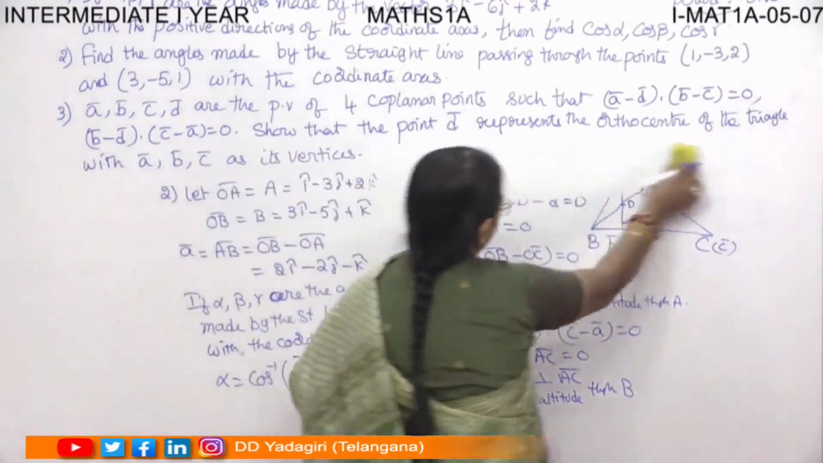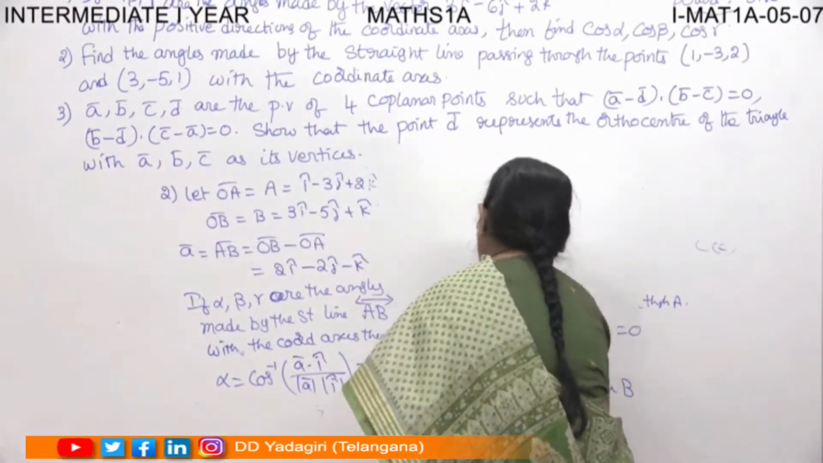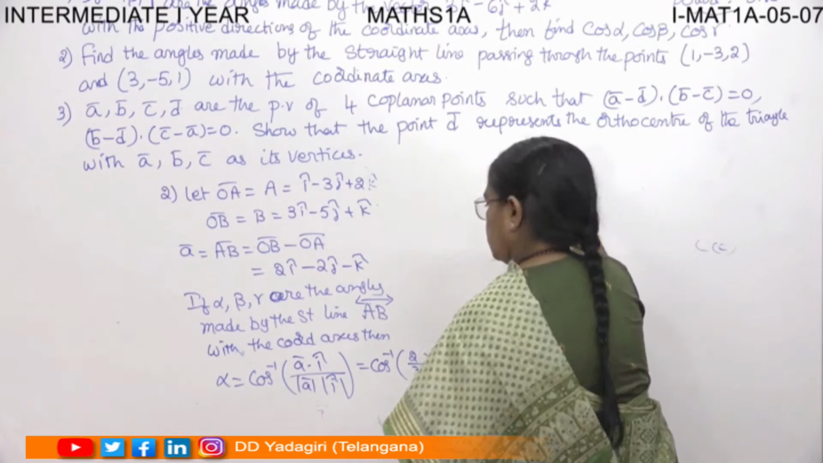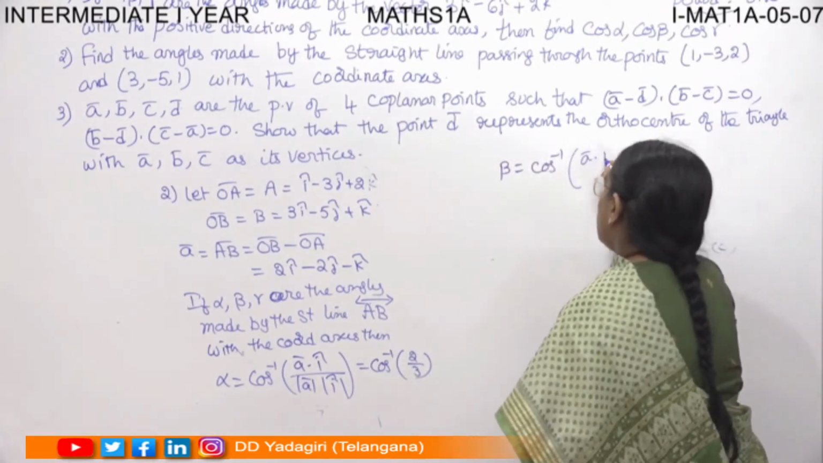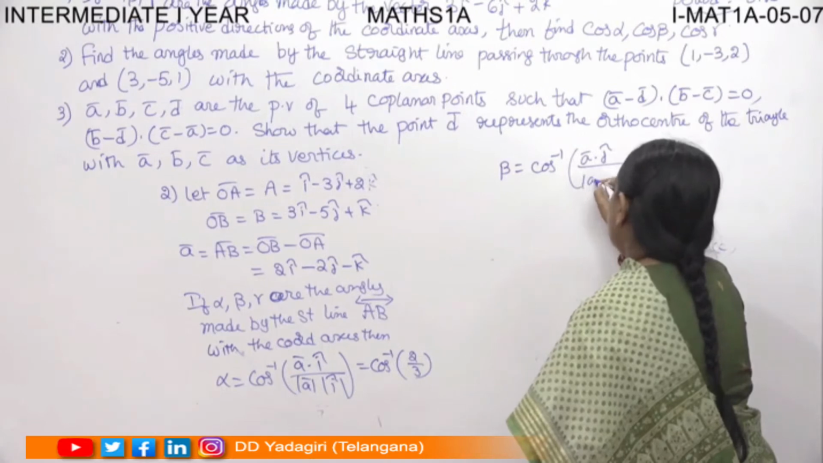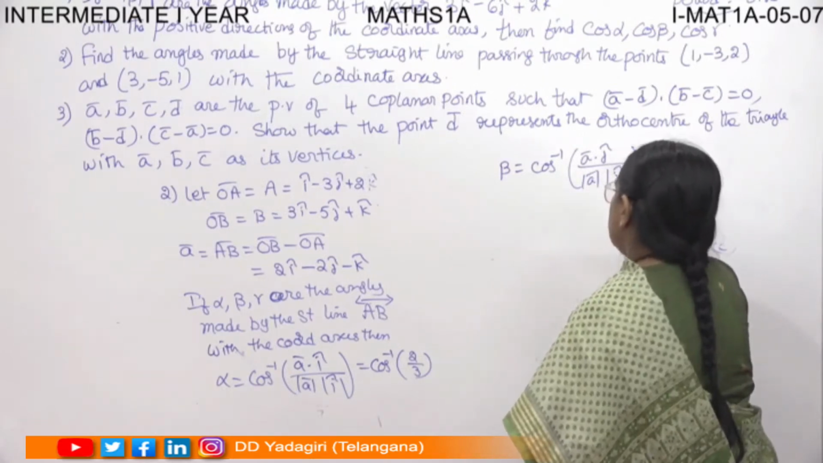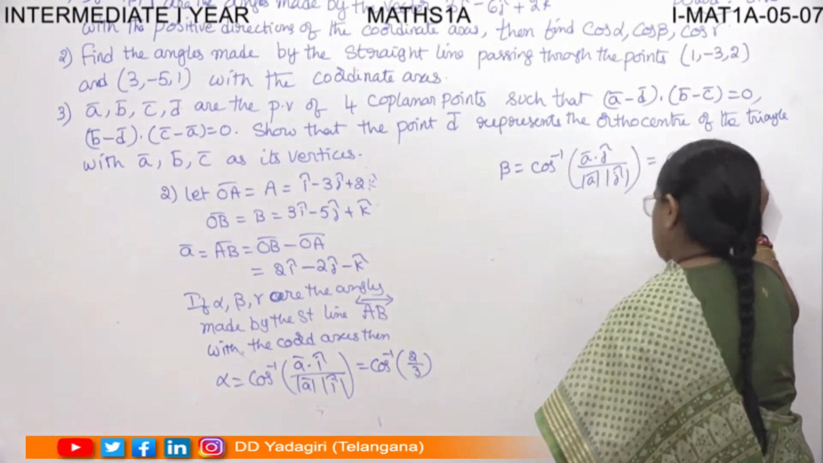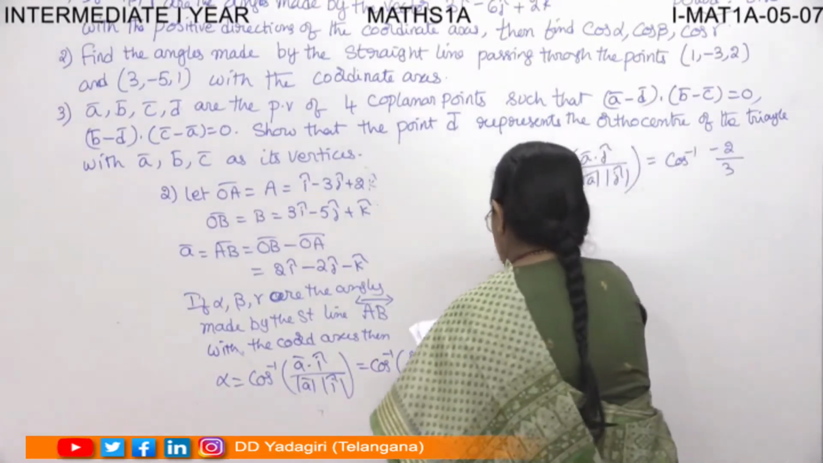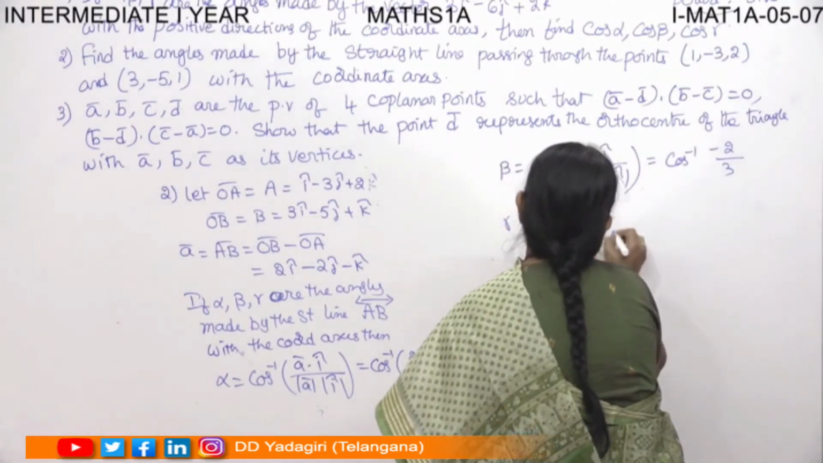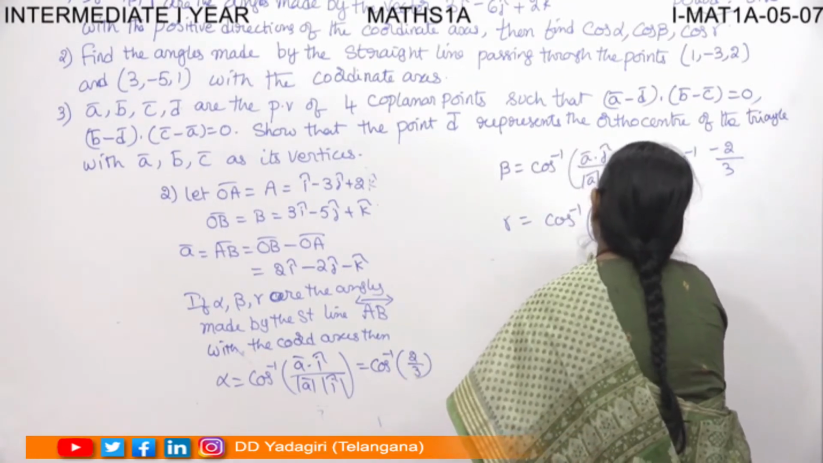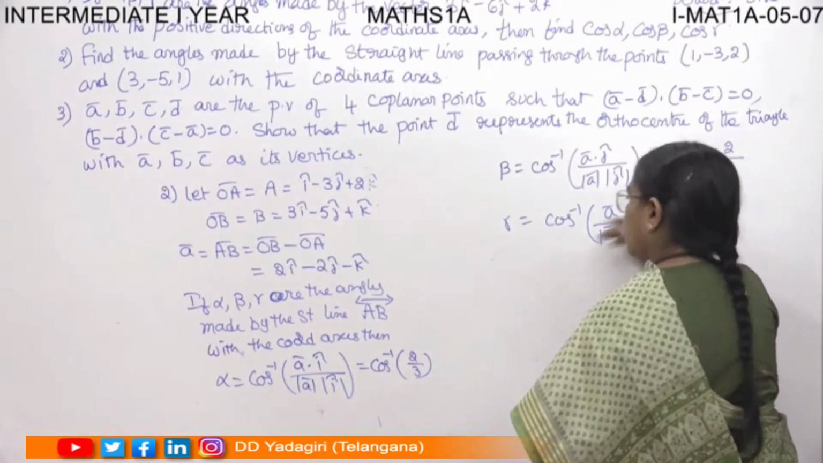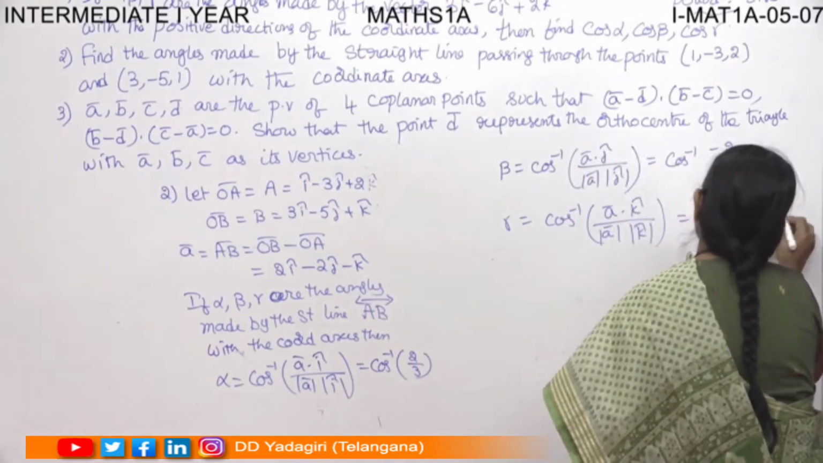Similarly, beta is equal to cos inverse of A dot J by mod A into mod J. So that is equal to cos inverse of minus 2 by 3. Similarly, gamma is equal to cos inverse of A dot K by mod A into mod K. That is equal to cos inverse of minus 1 by 3.